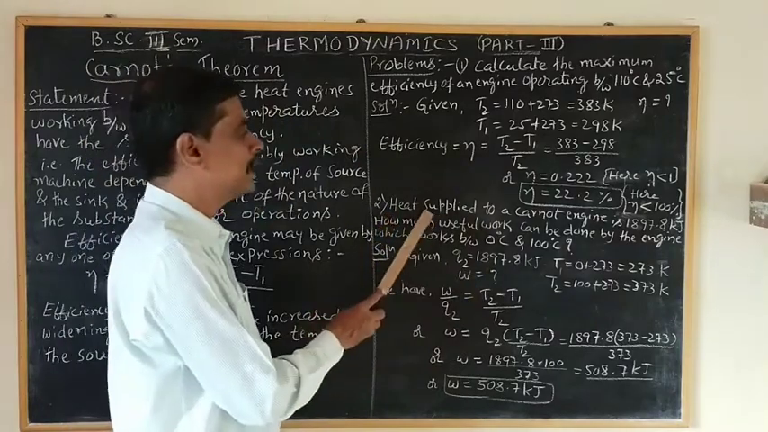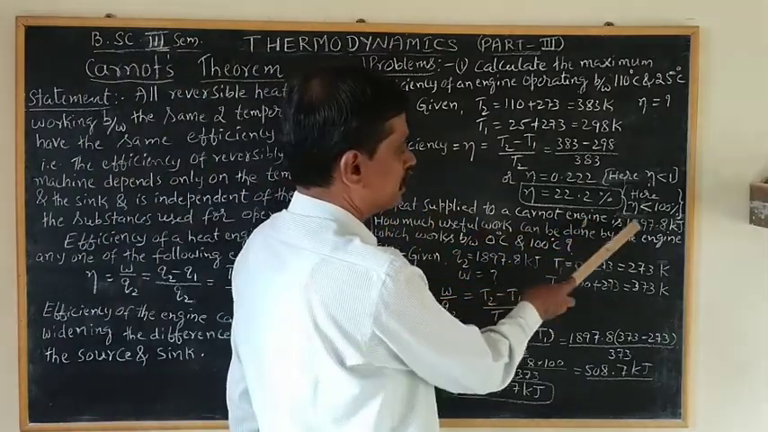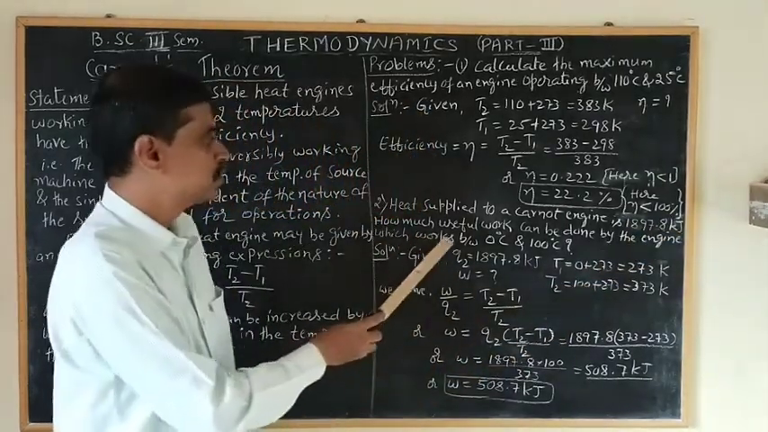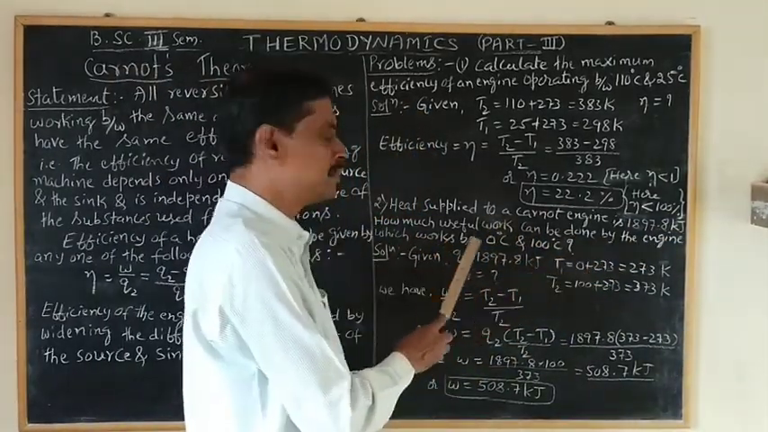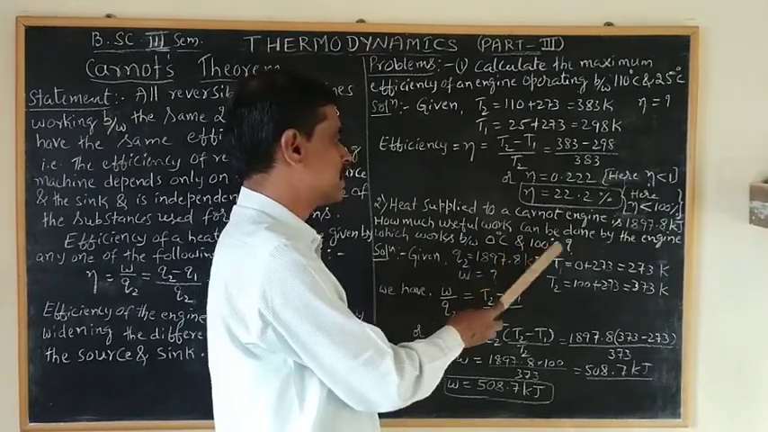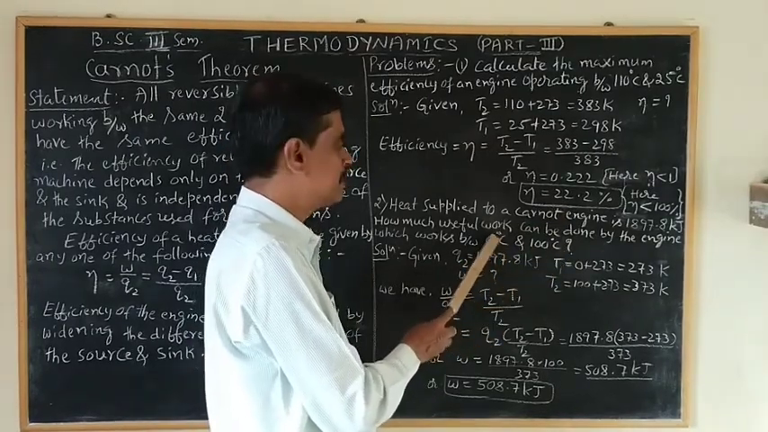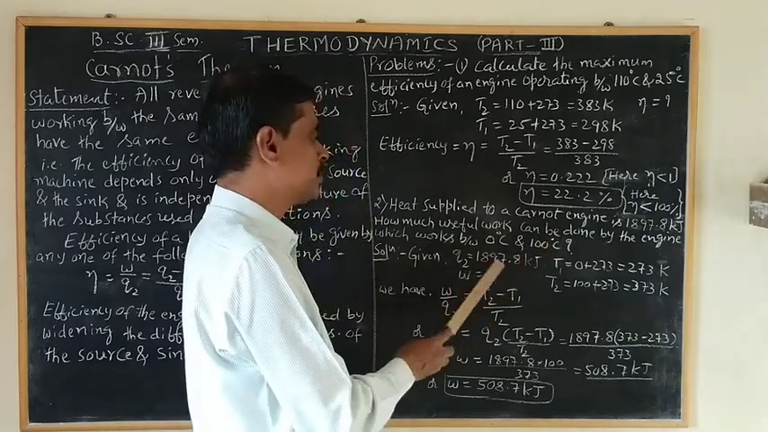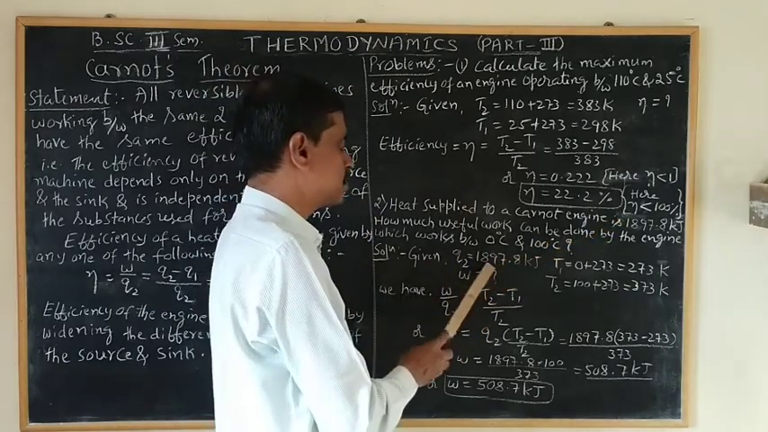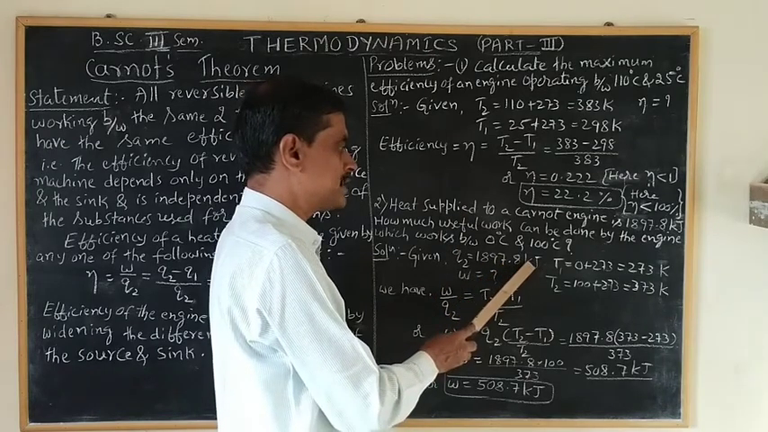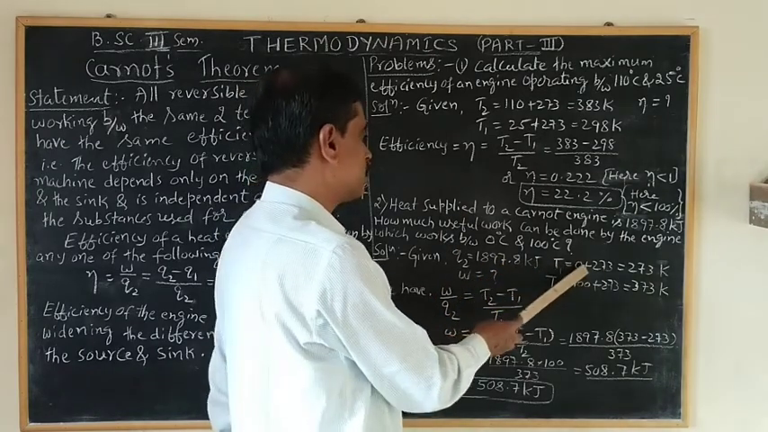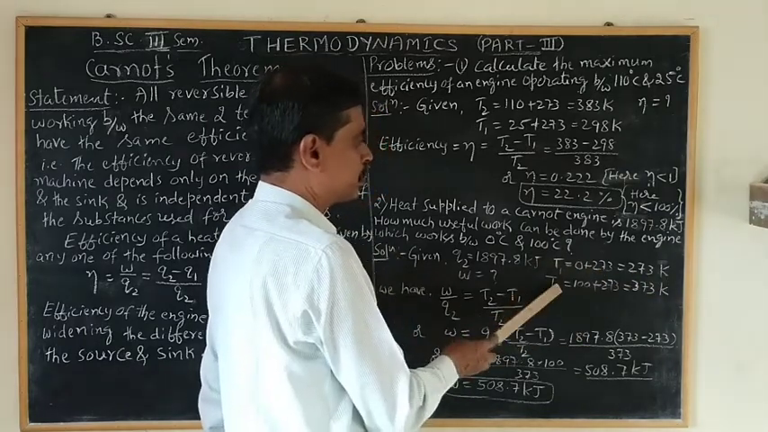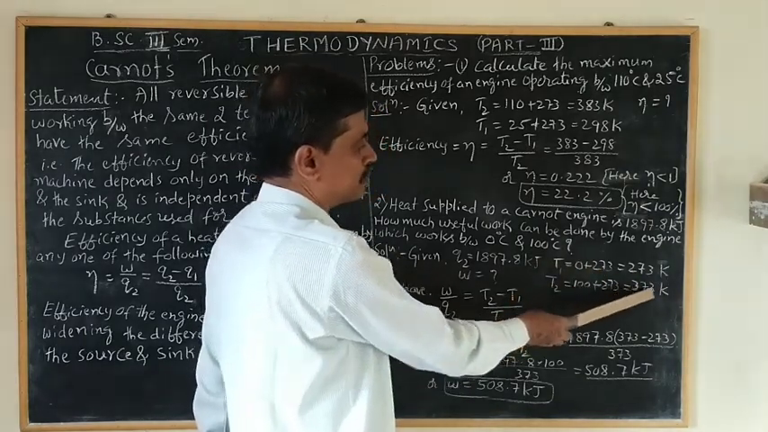Second problem: heat supplied to a Carnot engine is 1897.8 kJ. How much useful work can be done by the engine which works between 0 degrees Celsius and 100 degrees Celsius, the melting point of ice and the boiling point of water? Then Q2, the heat supplied, is 1897.8 kJ. T1 is 0 degrees Celsius plus 273, which in Kelvin is 273 Kelvin. T2 is 100 plus 273, which is 373 Kelvin.